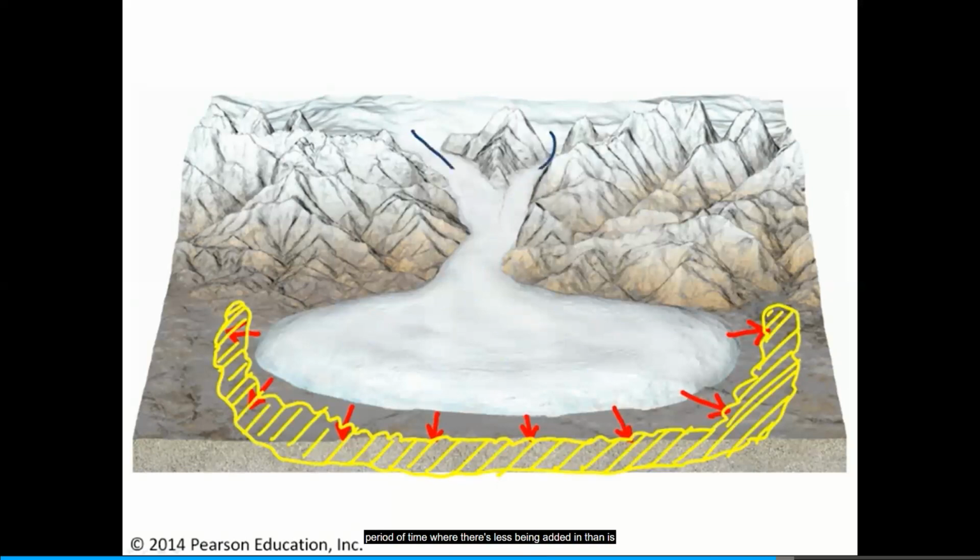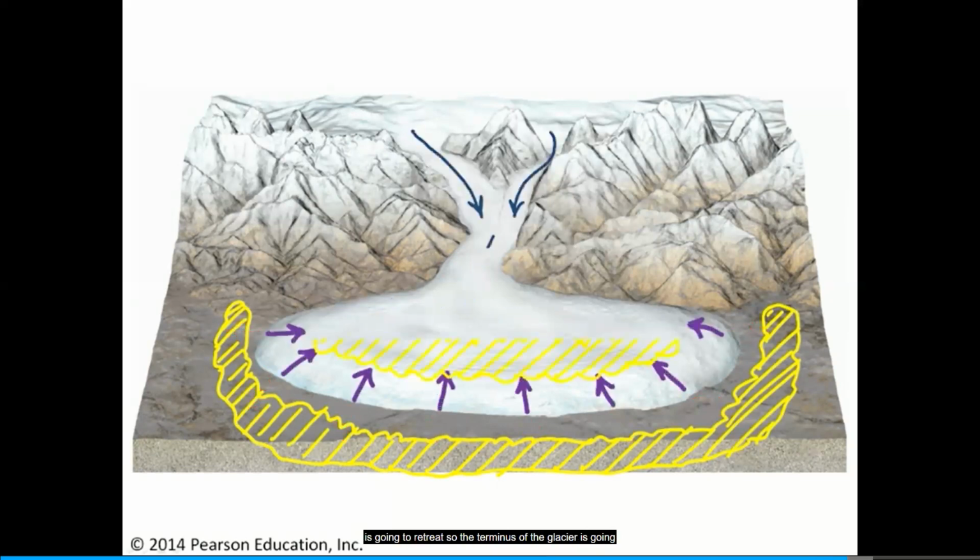And then comes the period of time where there's less being added in than is being lost at the bottom end. So there's less accumulation and more wastage. At that point, the glacier is going to retreat. So the terminus of the glacier is going to back up, even though the glacier itself is flowing down the mountain the entire time. A new end moraine will be generated.